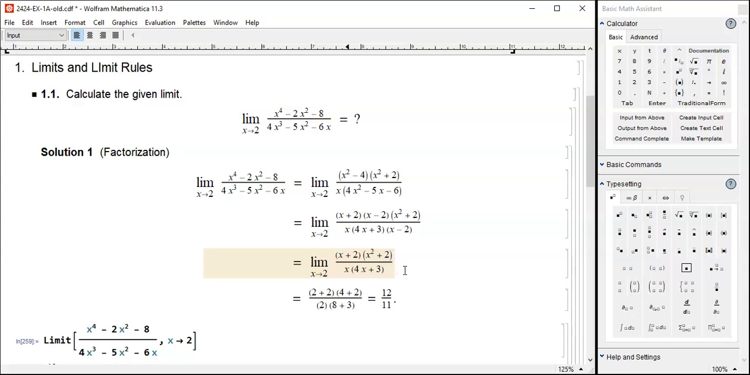And now we have this limit computation. It's not 0 over 0 anymore. We don't have 0 in the denominator anymore. So you can just plug in x equals 2 and do the computation. And this is the textbook's method.